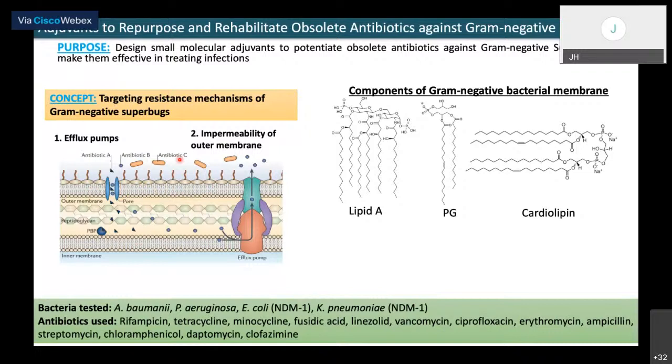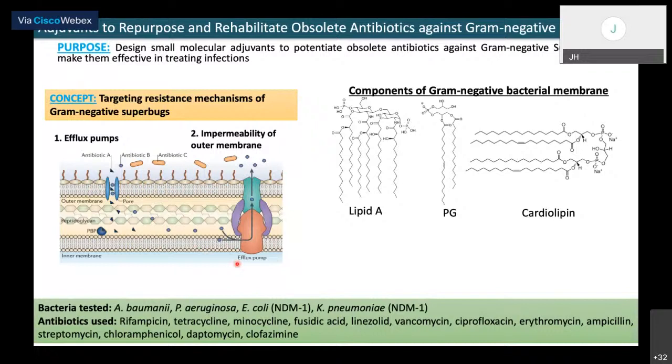And this is a very special type of lipid layer, because they have different types of lipids in their membrane, so the antibiotic cannot go inside. And even if it goes in, what happens? The antibiotic can be thrown out. As I said, they use different types of pumps in the membrane, so as soon as the antibiotic comes in, it can be thrown out.